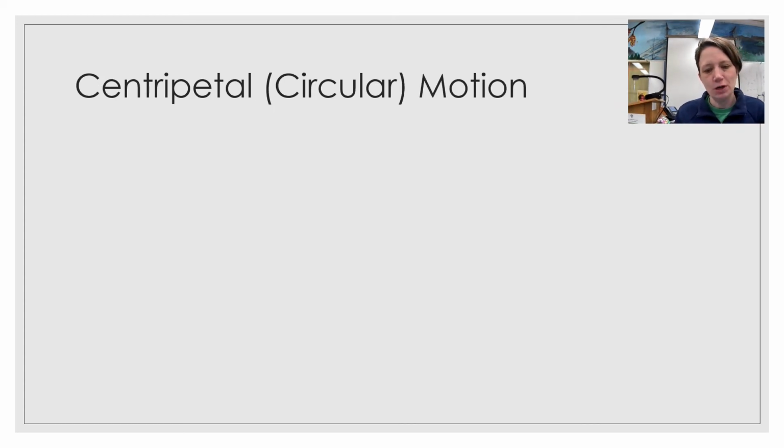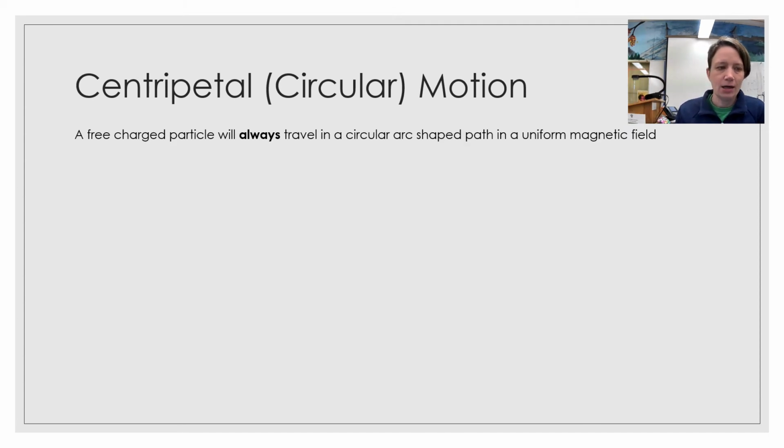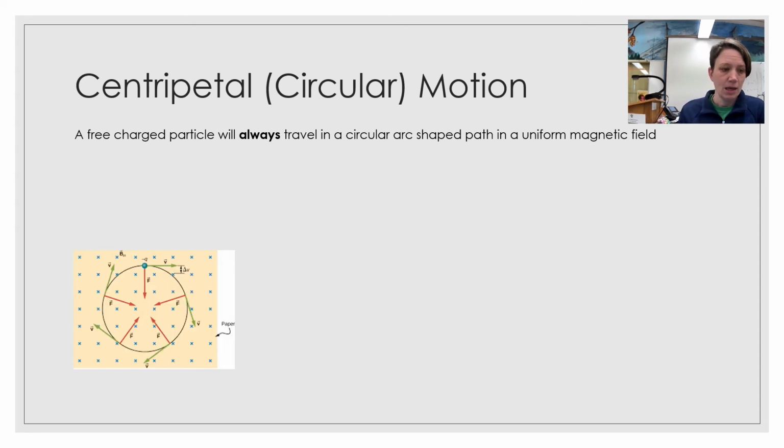Something pretty interesting about free moving particles in magnetic fields is that those particles will always undergo what is known as centripetal motion. Centripetal means circular. A definition for this is basically that a free charged particle is always going to be traveling in a circular arc-shaped path when it is in a uniform magnetic field. If that particle is completely inside of the magnetic field the whole time, it's just going to go in a circle. This is orbit. This is essentially the same as gravitational orbit, except using a magnet to do it instead of using Earth. So that moving particle is just going to keep going in a circle.